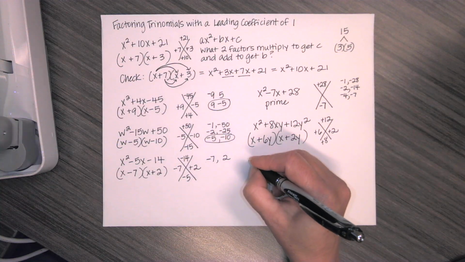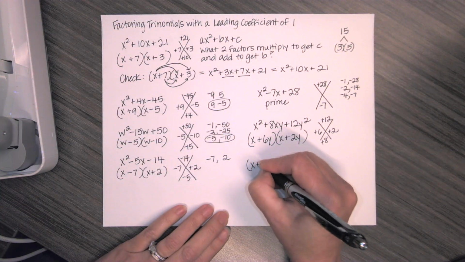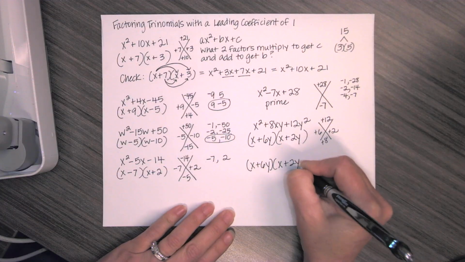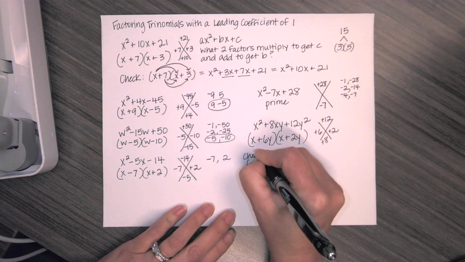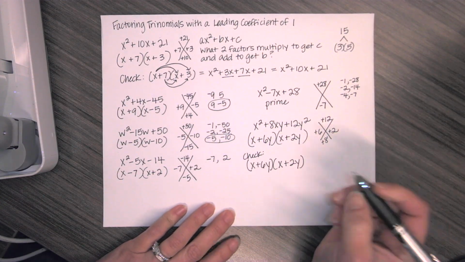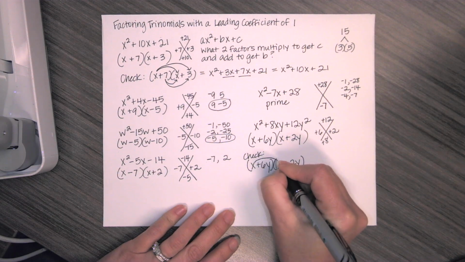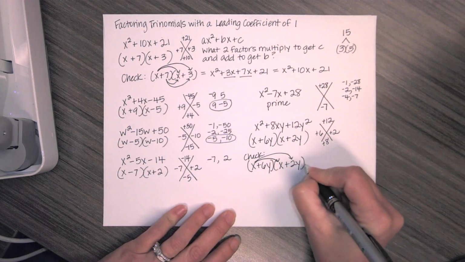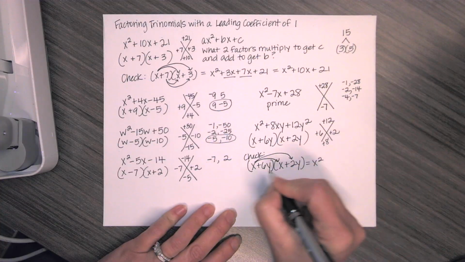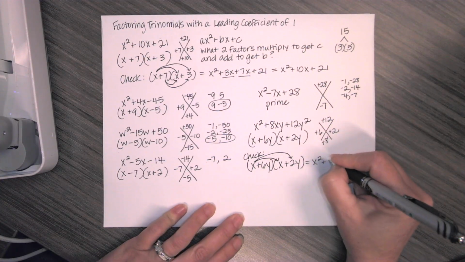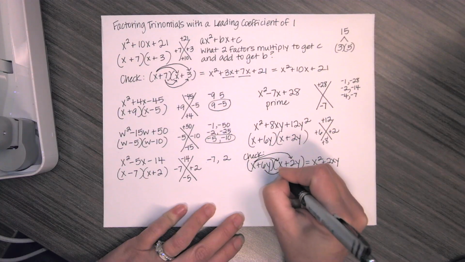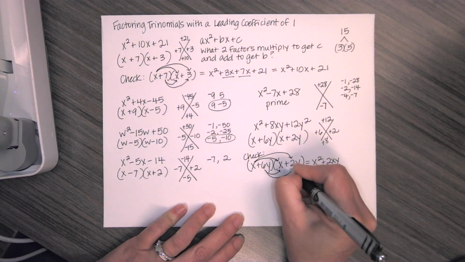Now, if you're not sure about that, you can always check by multiplying these back together, and that'll show you how this goes back to what we started with. X times x is x squared. X times 2y is 2xy. And then distribute the 6y.